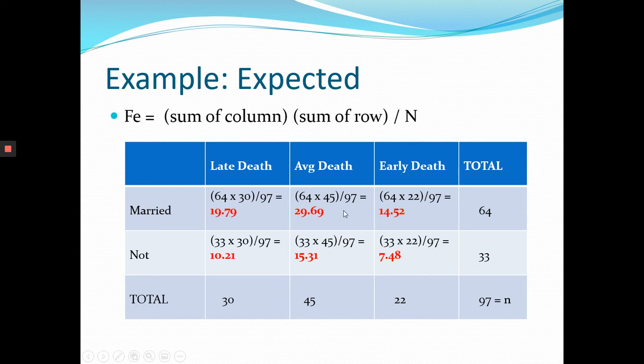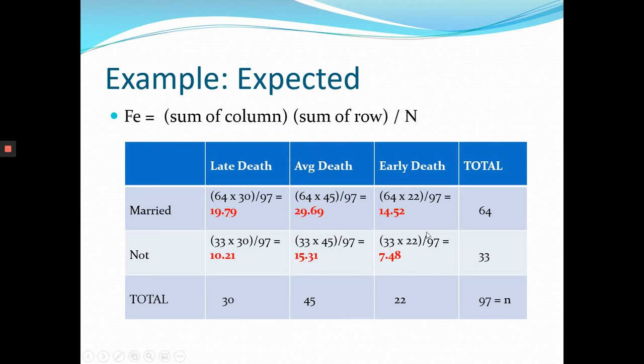Same thing for this. Married, average death. How many married people do we have in our sample? Well, we have 64 married people. It's just right here in this row. How many die in average death? It's 45. So 64 times 45 divided by 97, total number of people. So the expected is 29.69. You do that for every cell.